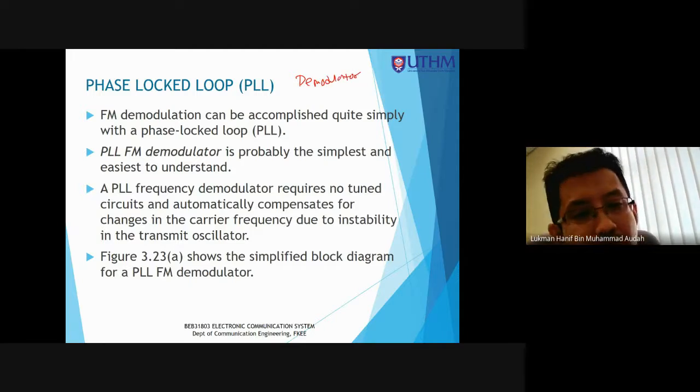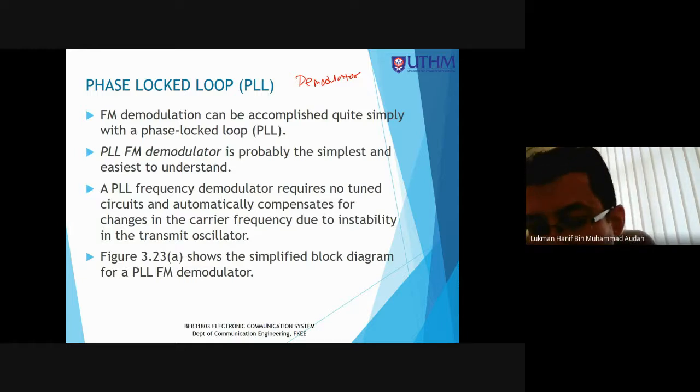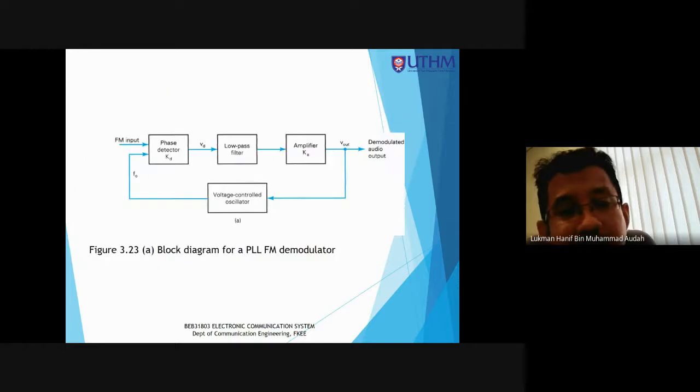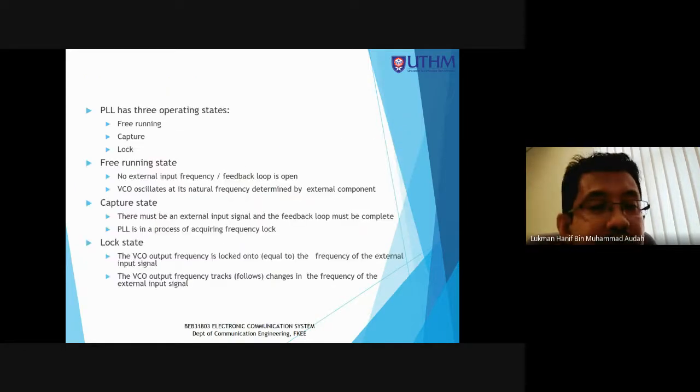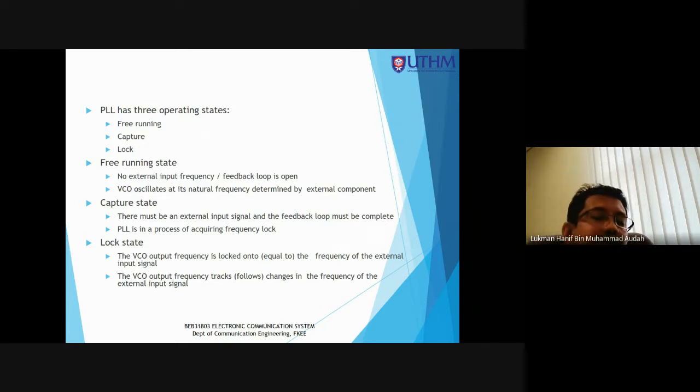Okay. So PLL ini pernah ditanya beberapa kali dalam final exam. Pernah ditanya. Yang mana soalan tanya yang ini saya skip soalan tanya yang ini. Determine the operating states of PLL. Explain. You kena explain juga maknanya inilah jawapannya lah.